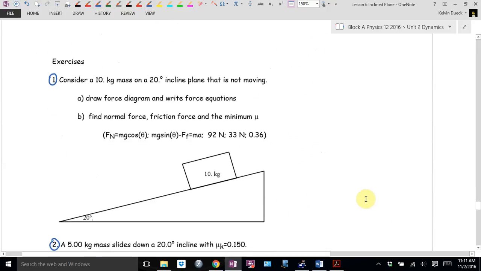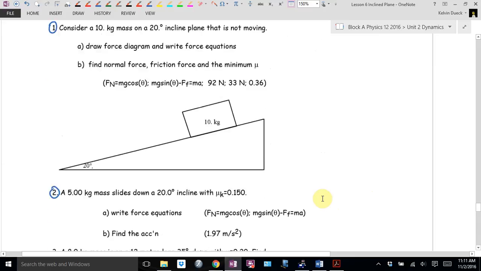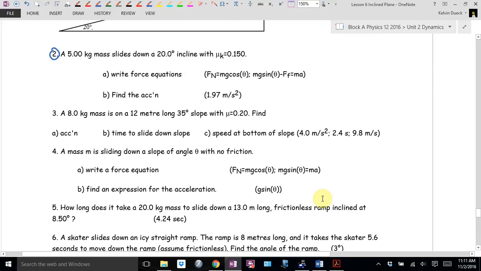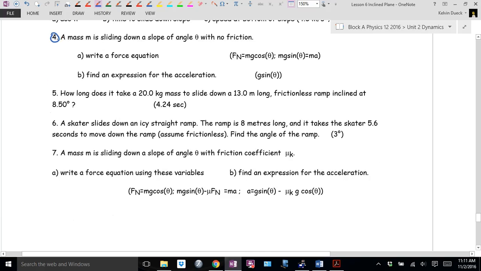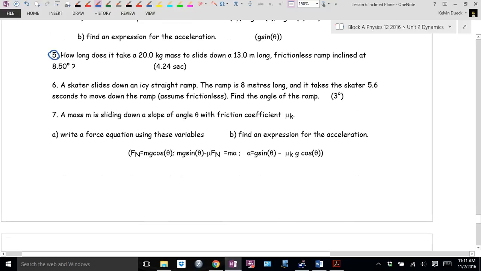Okay. So I had already assigned number 1. I had already assigned number 2. I think you can try number 3. You can try number 4. Five is good. Skip 6. 7 is 7. You know what? Not all of 7. 7b. See if you can write an algebraic expression for acceleration when there's friction sliding downhill.